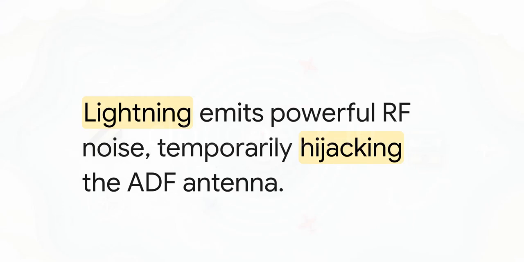Lightning strikes emit a massive, powerful burst of electromagnetic radiation right across the LF and MF frequency bands. The ADF receiver in your aircraft simply cannot distinguish between a legitimate 200-watt NDB signal and a billion-watt lightning strike. So it temporarily breaks lock from the station and literally points the needle right at the active storm cell.